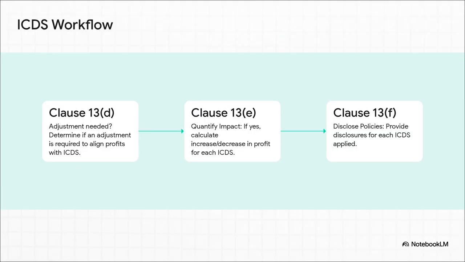using the mercantile system. So how do you actually report this stuff? Thankfully, it's a pretty clear three-step workflow. First, under Clause 13D, you just answer a yes or no question. Do your profits need any adjustment to line up with ICDS? If the answer is yes, you go to Step 2, Clause 13E, where you quantify the impact. You show the exact rupee amount of the increase or decrease for each standard. And finally, Step 3, Clause 13F, is where you provide any other disclosures that are required.